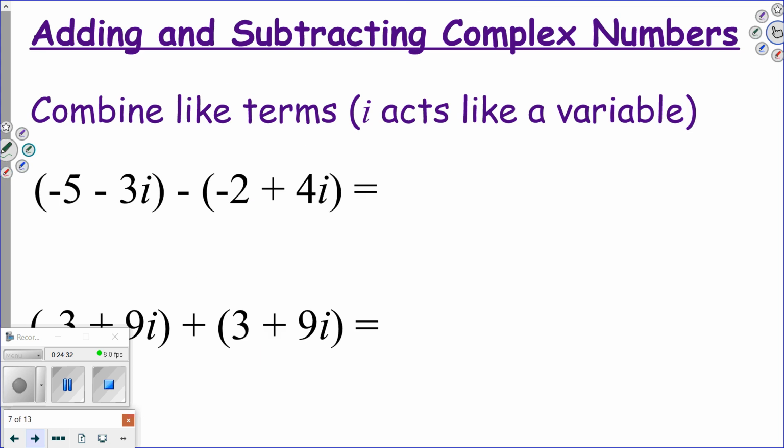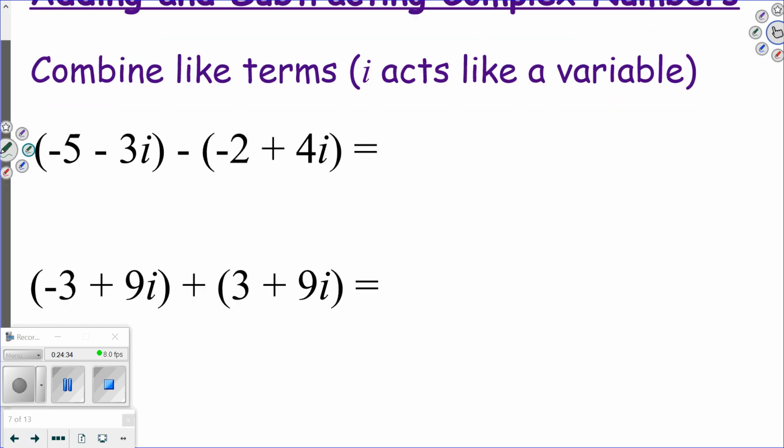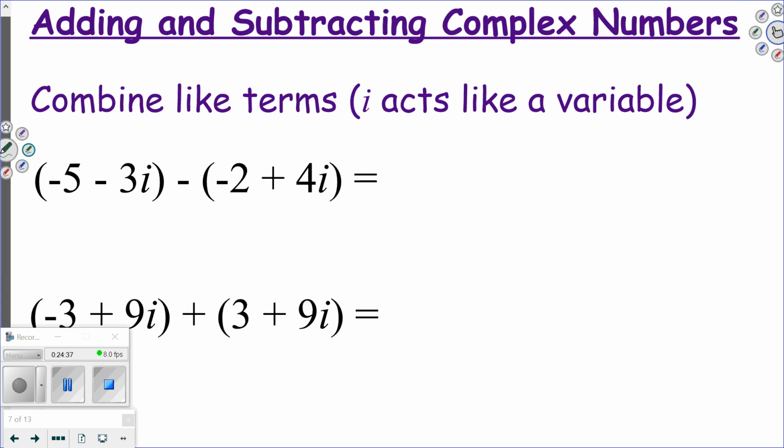All right, so why don't you guys try this top one? Actually, how many's on here? Just the 2? Do both of these.